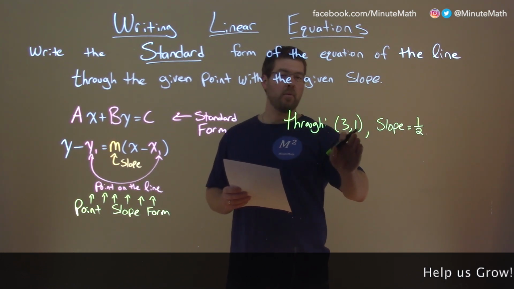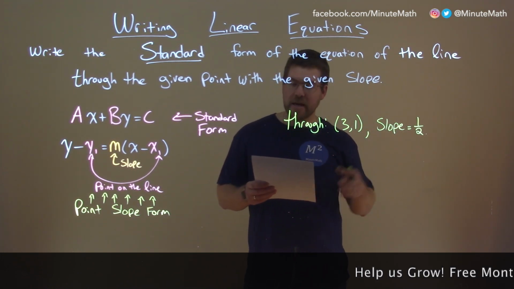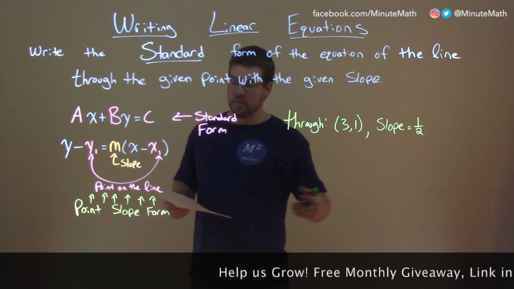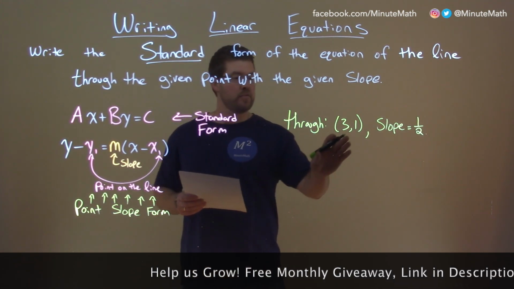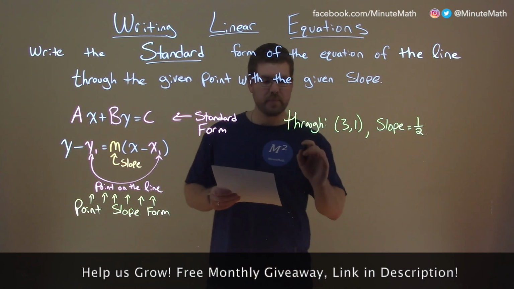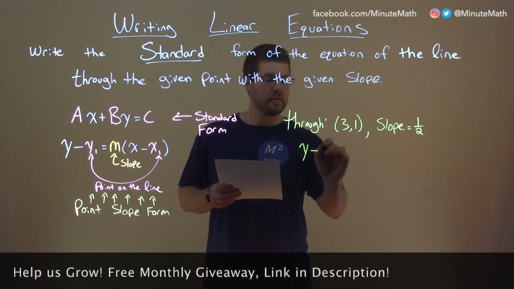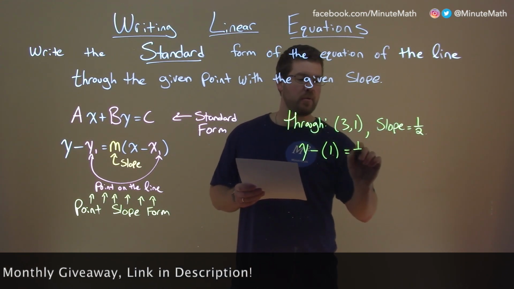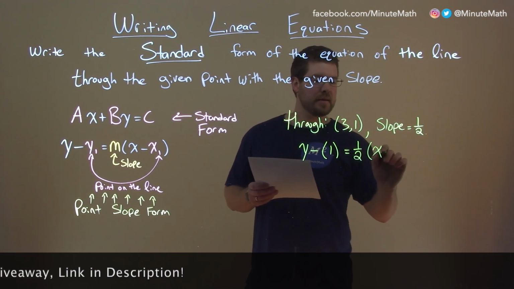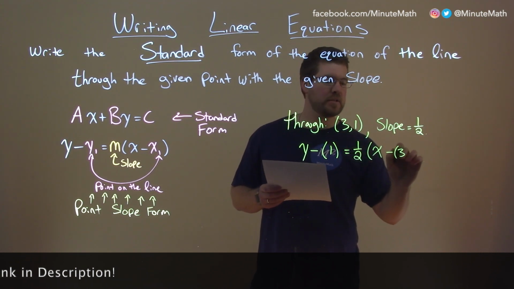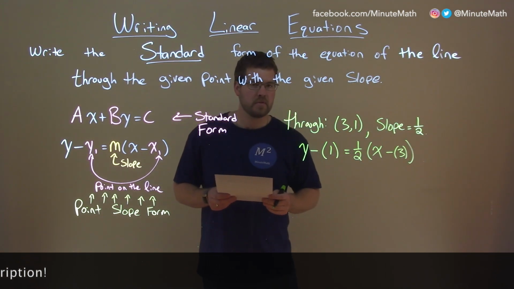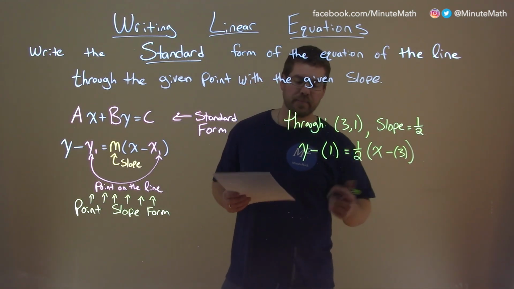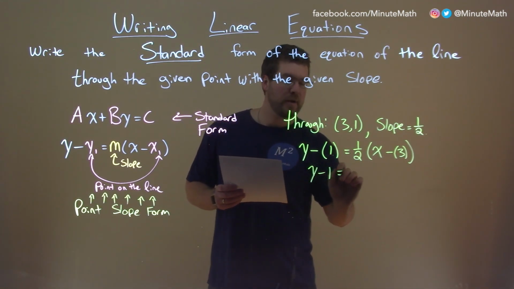Through (3, 1), and our slope is 1/2, and we have to write this in standard form. First step is actually using point slope form. So let's use this to write point slope form. y minus our y1, which is 1 here, equals our slope 1/2 times x minus x1, which is 3. So now let's simplify this, and let's get our x and y to the left, numbers to the right. y minus 1 here, we can just write like that.